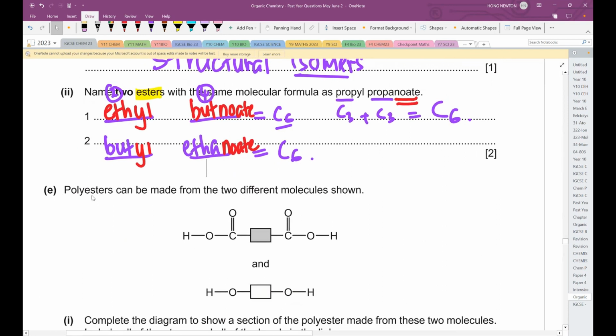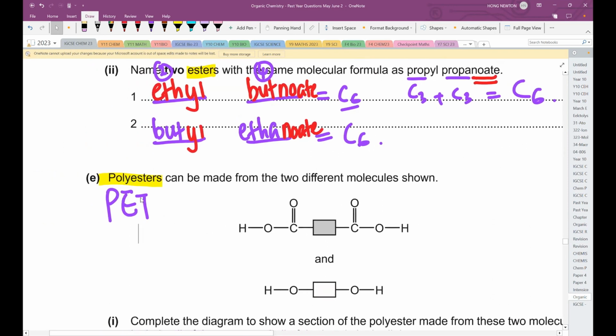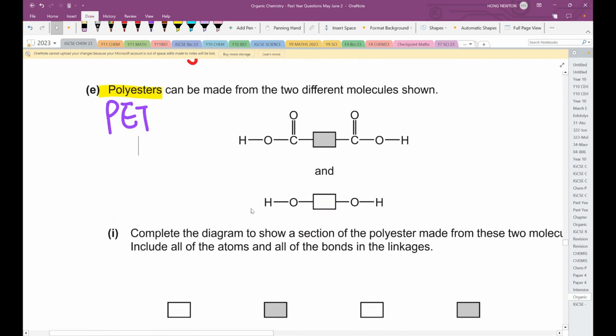Okay, now polyester. Polyester is also called PET, plastic, polyester. The polymer PET is used to make the mineral water bottle. This is the polyester.